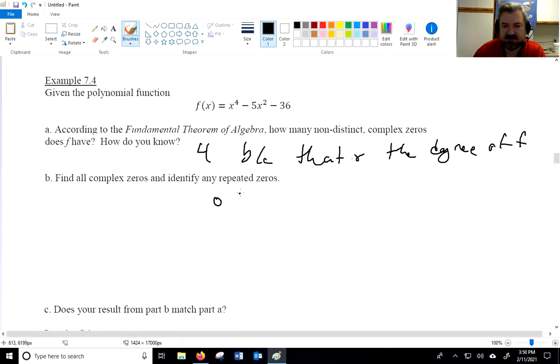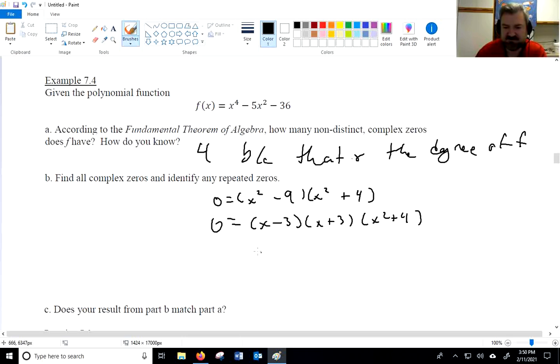Well, this one here is in what's called quadratic form. So I'm going to factor it by using x squared and x squared. And then something that multiplies to 36 and subtracts to 5 is 9 and 4. So I'll say negative 9 and plus 4. This I can factor further as x minus 3, x plus 3. But the other one I cannot because it's not x squared minus 4, it's x squared plus 4.